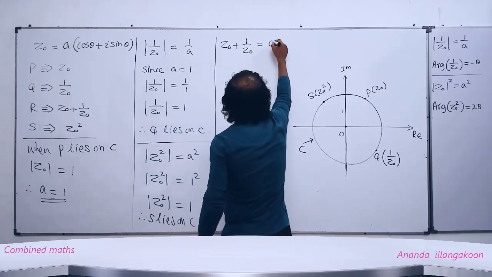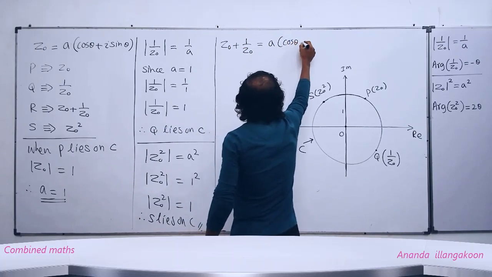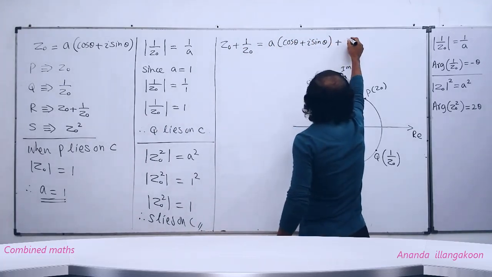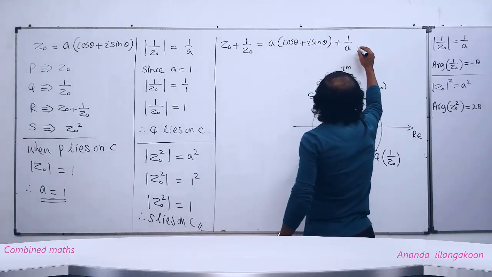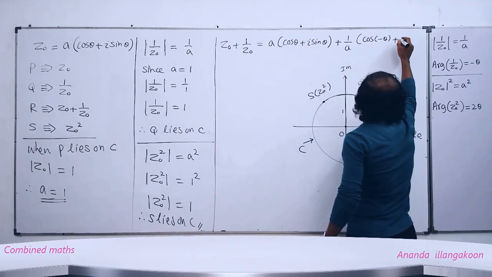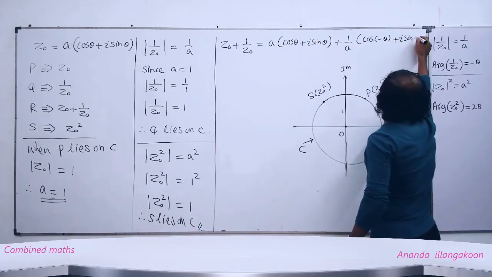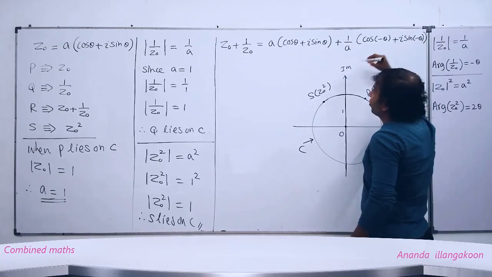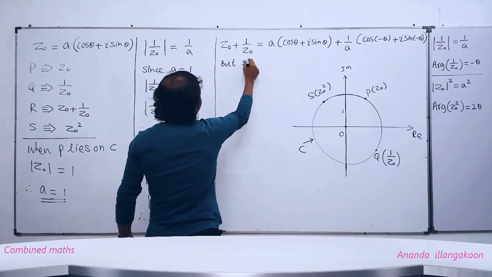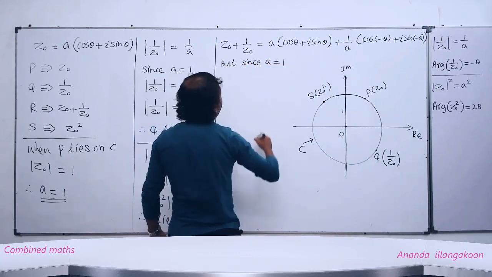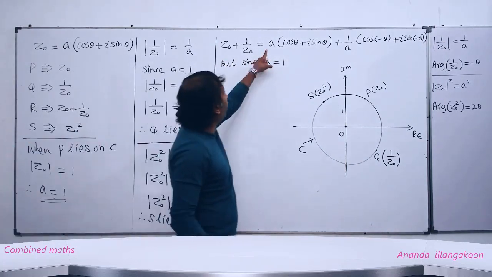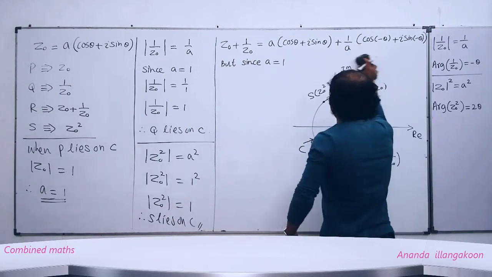Z0 equals A cos theta plus I sin theta. Then 1 upon Z0 we found as 1 upon A, cos minus theta plus I sin minus theta. We obtained this answer, no? But since A equals 1, as we found, I can now substitute 1 for A here and here. Then see what you get.